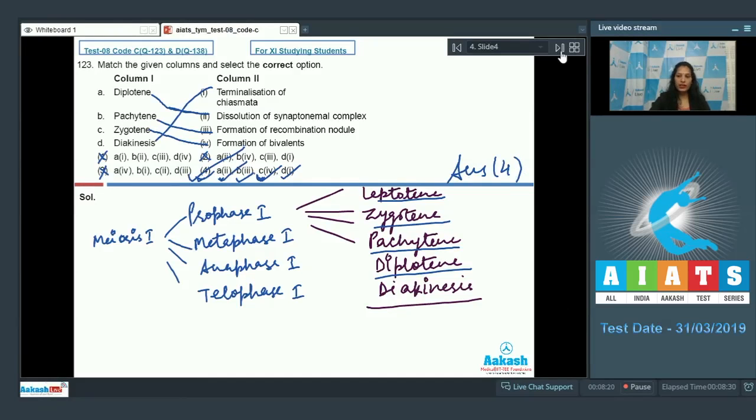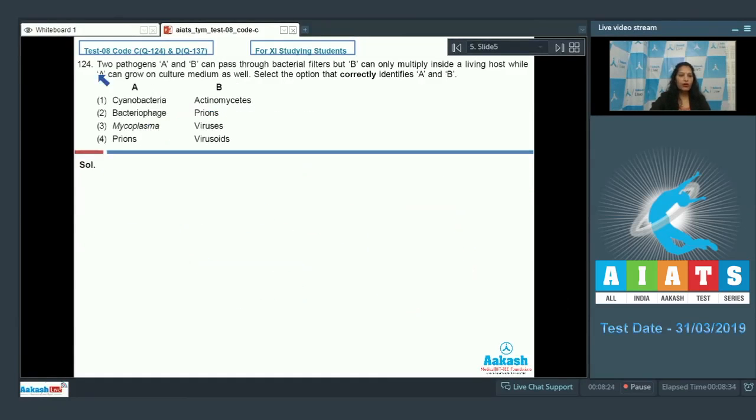Let's move to the next question. Question number 124. Two pathogens A and B can pass through bacterial filters, but B can only multiply inside a living host, while A can grow on culture medium as well. Select the option that correctly identifies A and B. First option, cyanobacteria, actinomycetes. Second, bacteriophage, prions. Third, mycoplasma, viruses. Fourth, prions, virusoids.